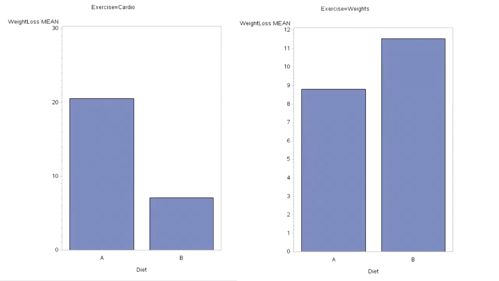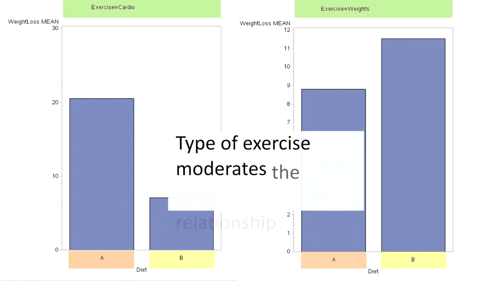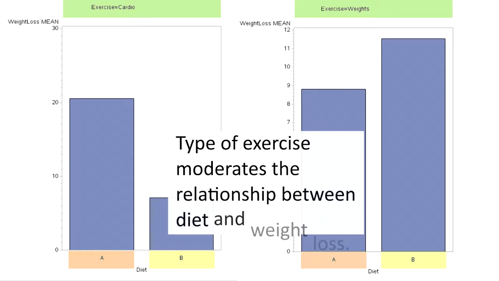As you can see, the relationship between diet and weight loss depends on which exercise program is being used. When using cardio, diet A is significantly better for weight loss than diet B. When using weights, diet B is significantly better for weight loss than diet A. Thus, we can say there's a significant statistical interaction between the variables diet and weight loss, and the type of exercise, our third variable, moderates the association between diet and weight loss.